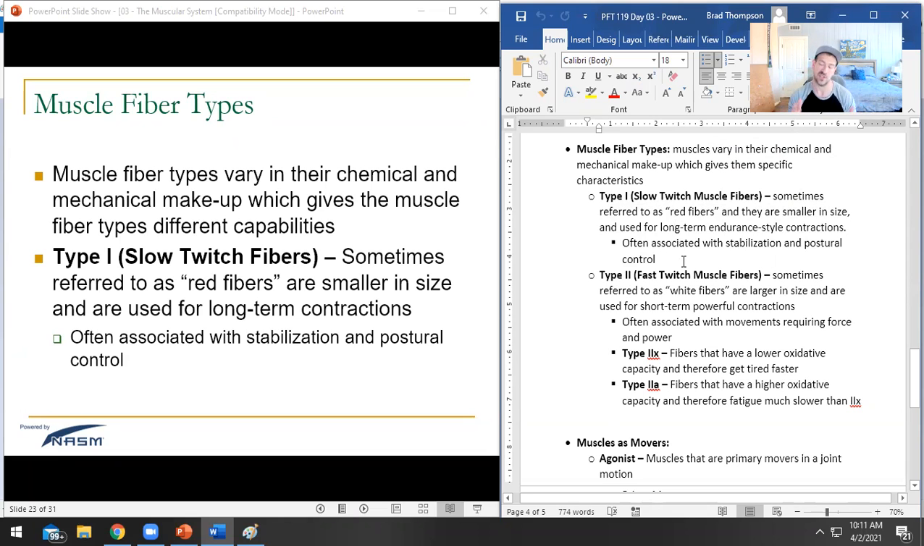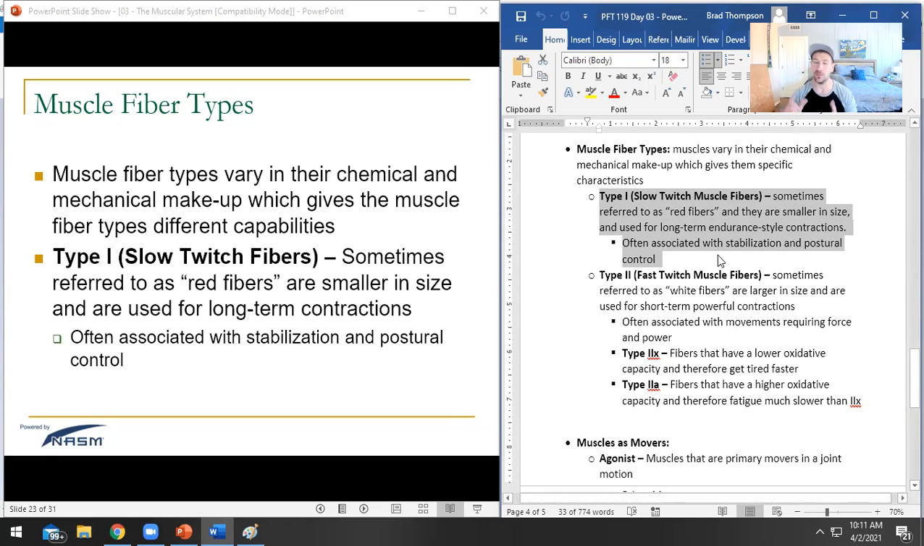These are often very much associated with the ideas of stabilization movements. Your core is a really good example of a lot of type 1 fibers. And they're very much associated with postural control. Your rotator cuff is a lot of type 1 fibers, right? So these are very much your endurance fibers, right?